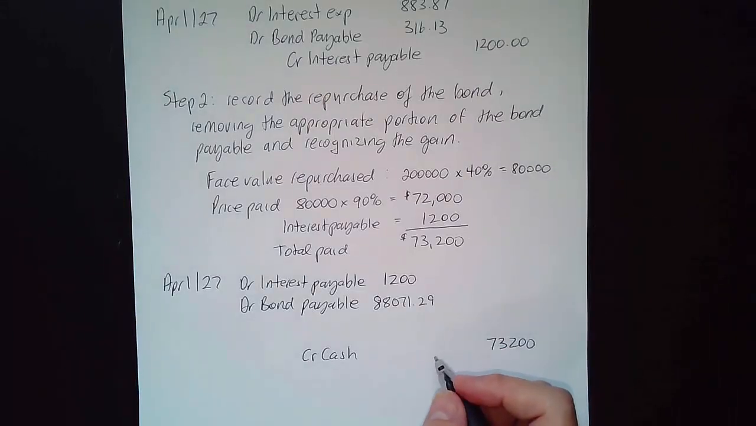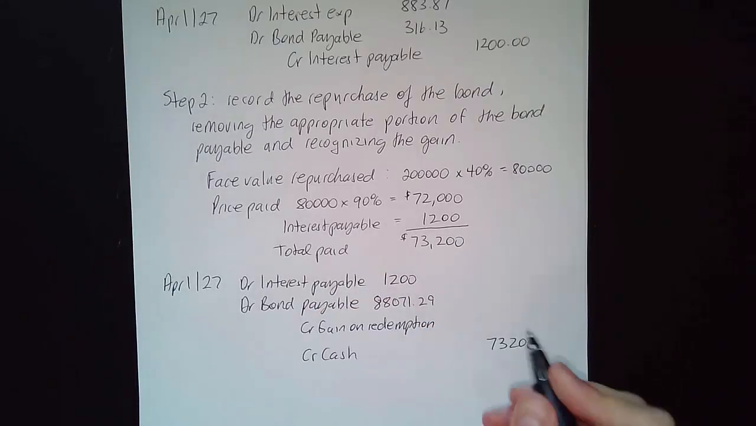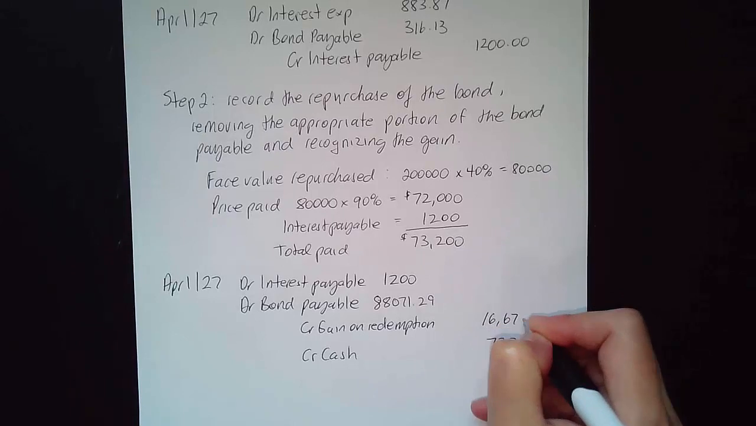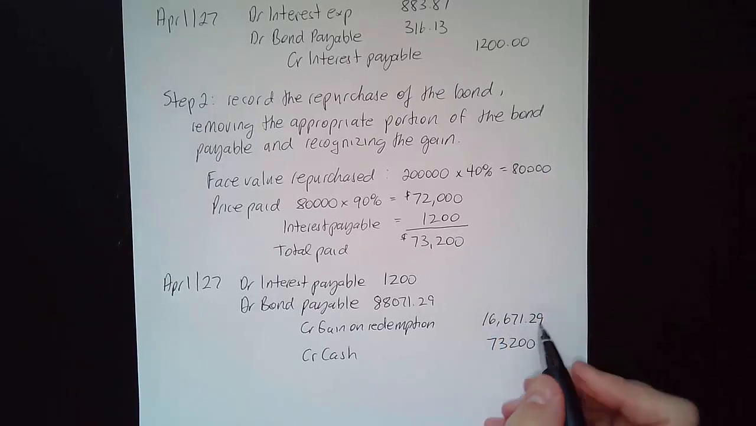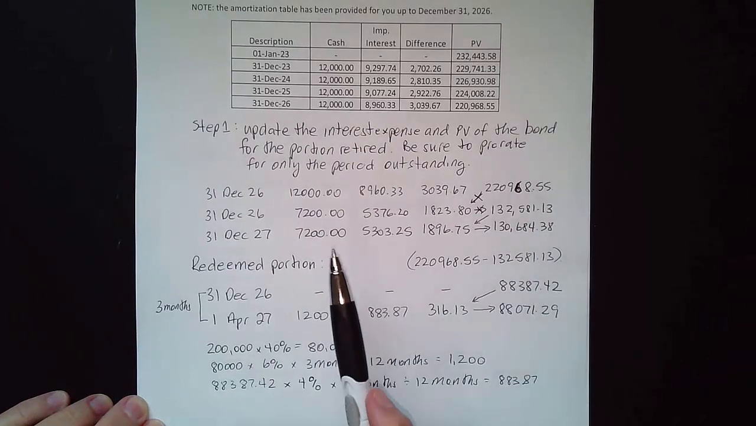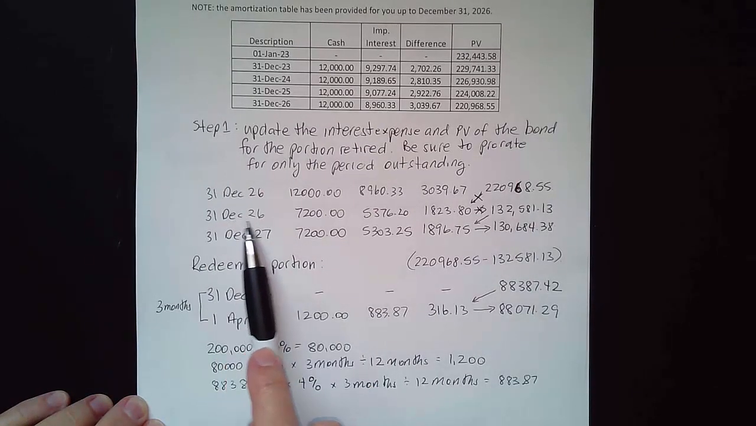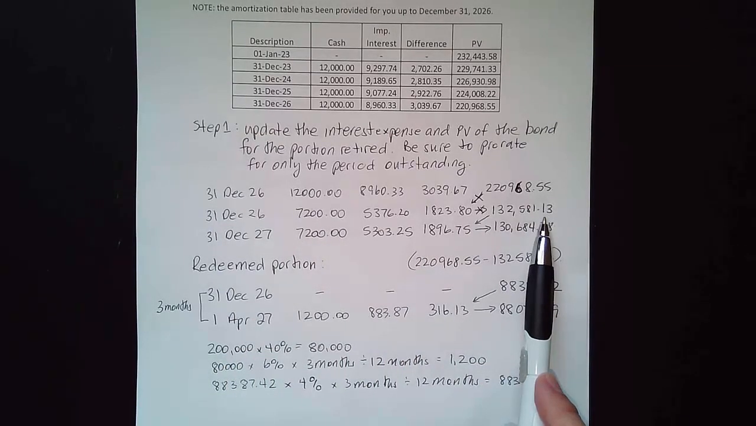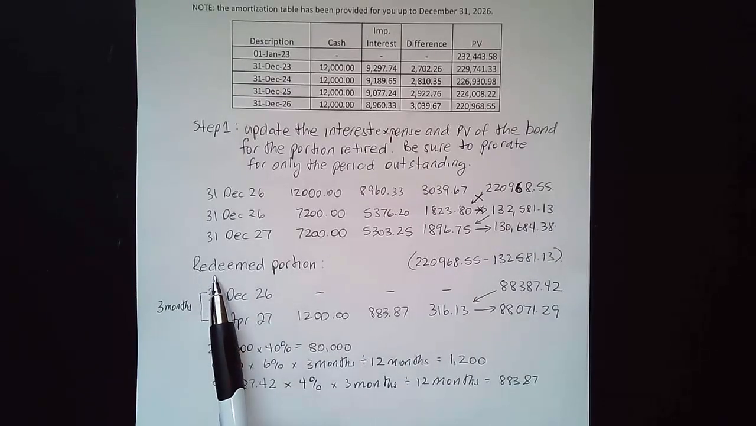Now, what is the difference? The difference is the gain on the redemption. So we simply take the amount of the debits, subtract the amount of the credits, and we get $16,671.29, which is the amount of the gain that we're going to show on our income statement. So let's just recap. In our first step, we alter our amortization schedule for the amount that we're actually going to carry forward. In this case, the 60% that will move forward to future years. We then calculate the portion that will be redeemed.